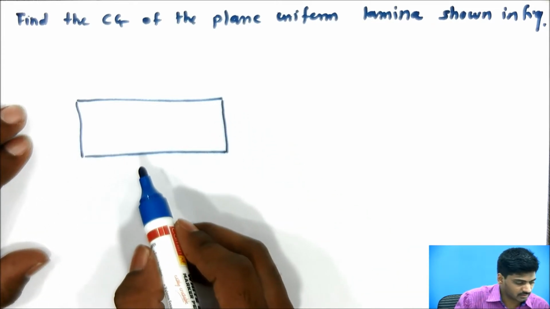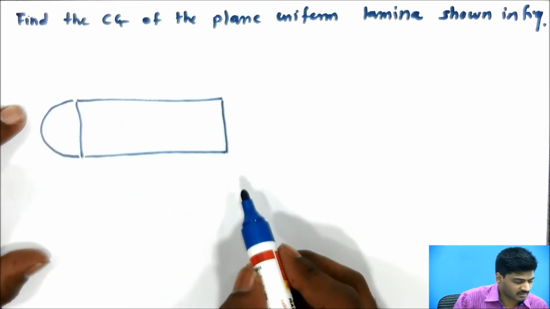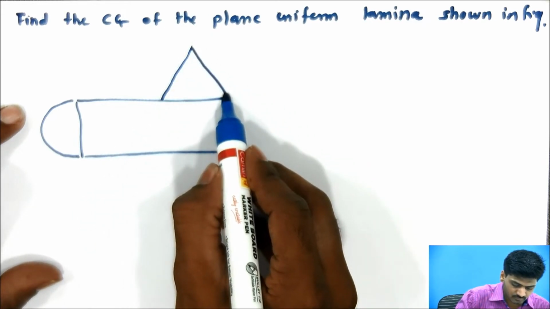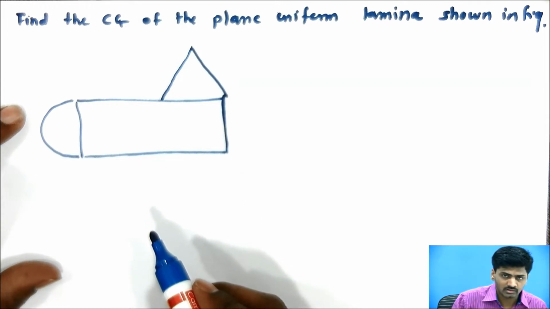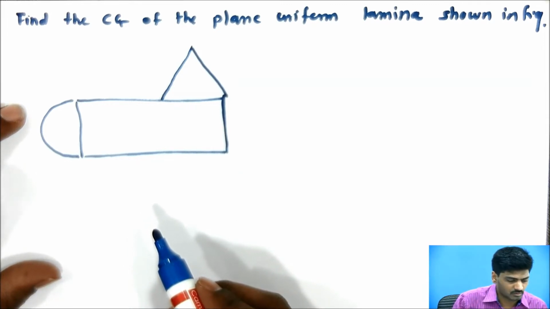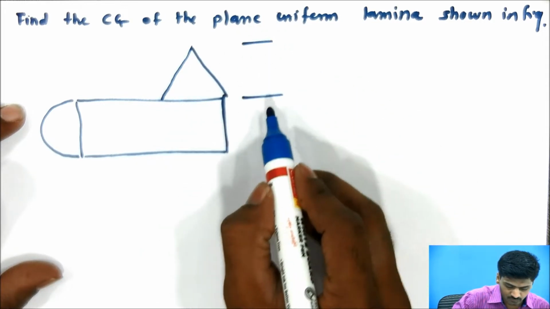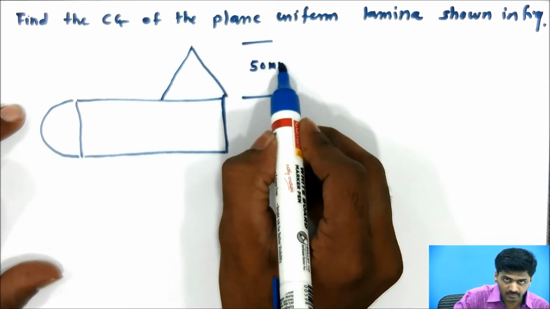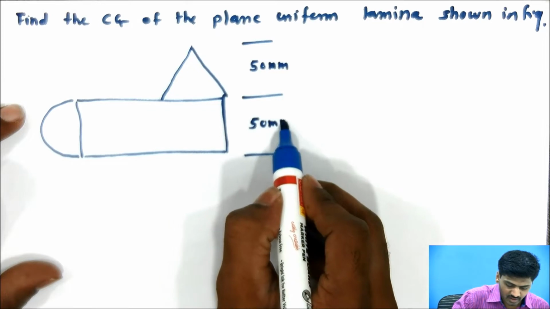This is the rectangle, semicircle, and one triangle. The dimensions are already given. So let's observe. This is 50 mm. Next one, 50 mm.